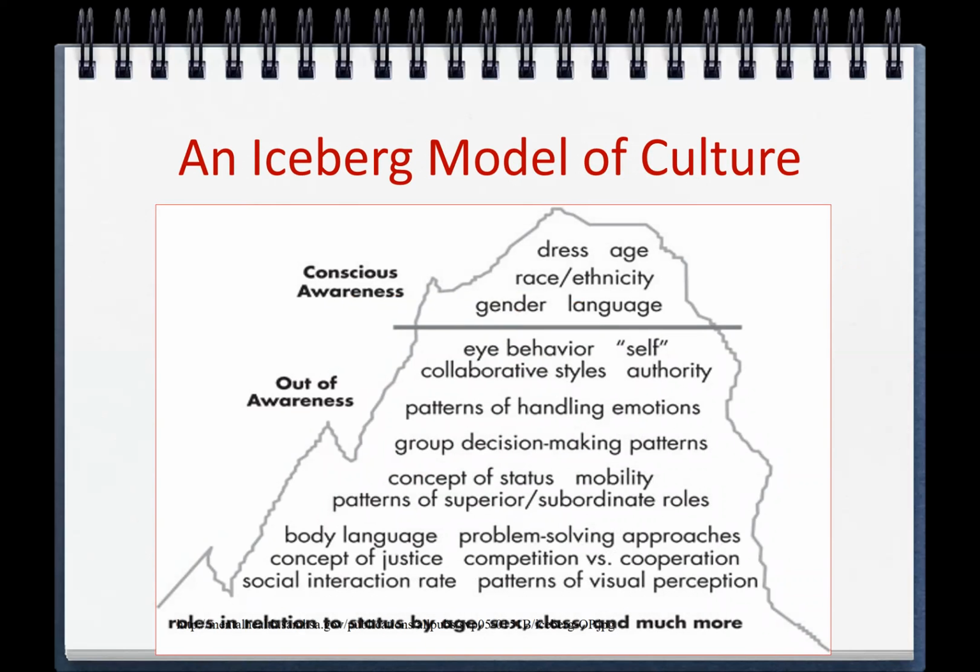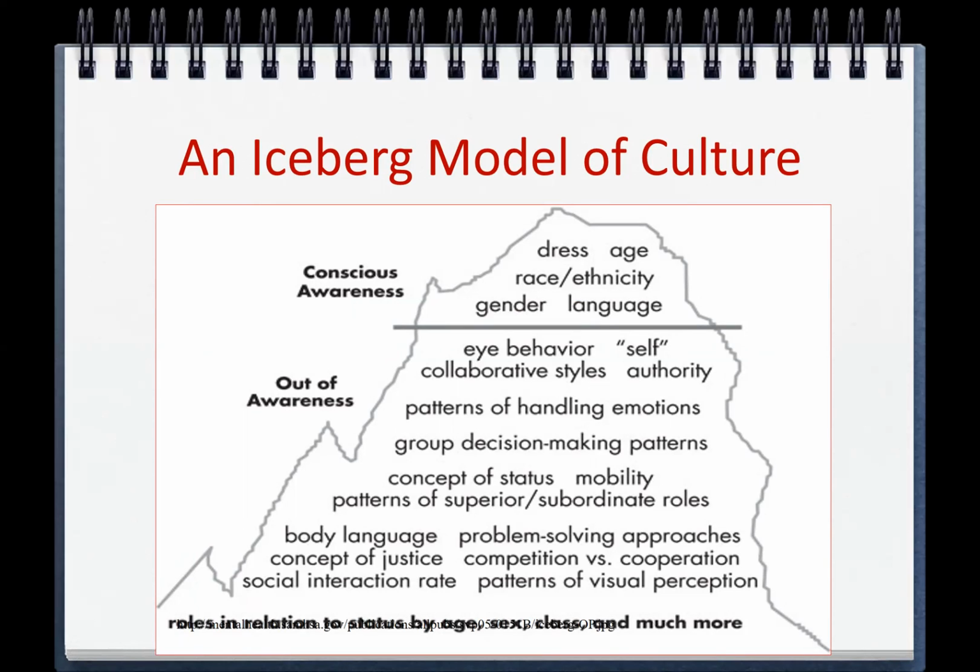And these are the things that we see. These are the conscious things that we are aware of. And so what you see in front of you is an iceberg, and you see that there's a marker, there's a line. That's right here. And so the things that we see are things like the dress, the ways in which people dress.